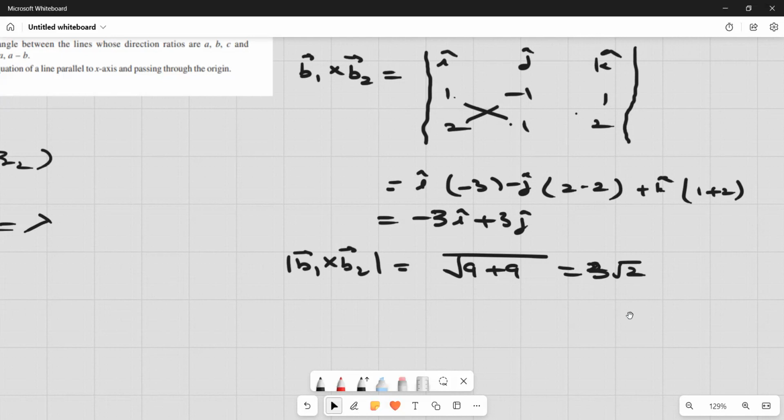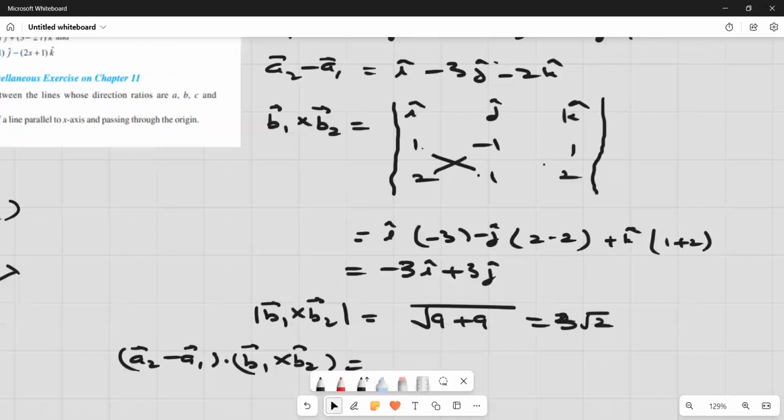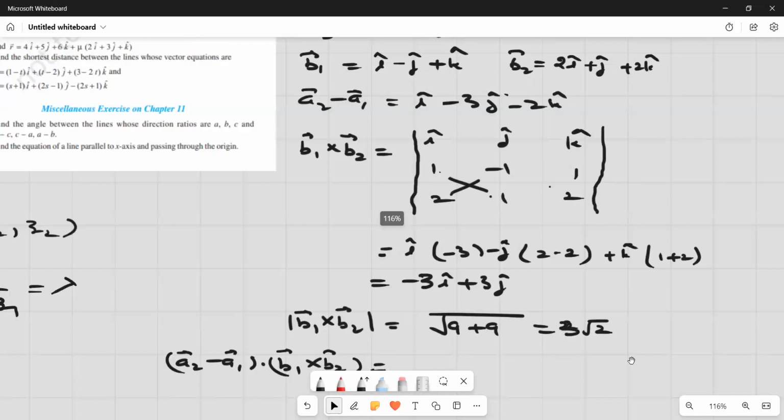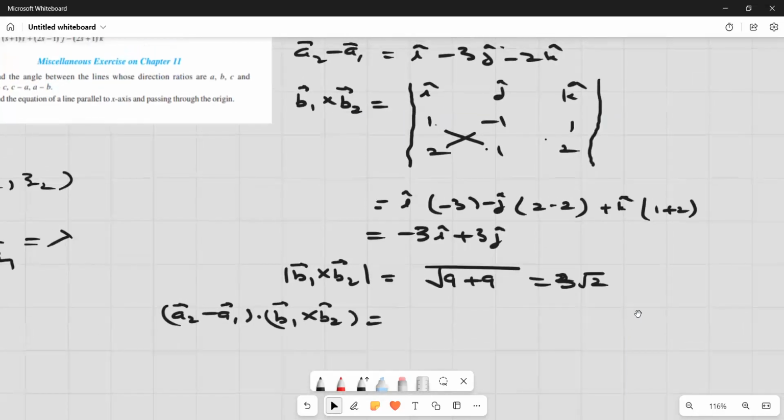So now we need to take a2 minus a1 dot b1 cross b2. What is a2 minus a1? It is i minus 3j minus 2k, dot minus 3i plus 3j.